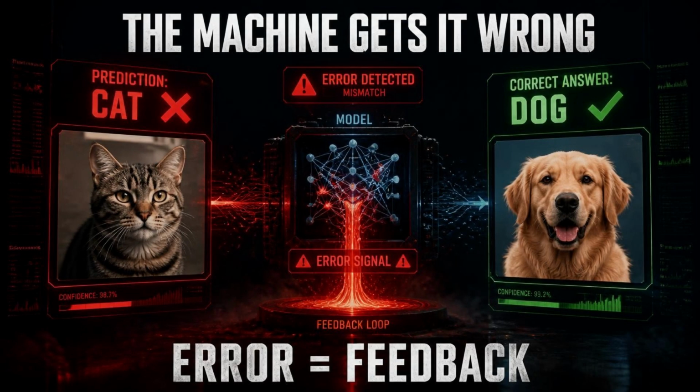Here's something important. A machine doesn't become intelligent because it gets everything right on the first attempt. In fact, during training, it gets many things wrong. Imagine the model sees an image of a dog. It predicts, cat, wrong. The system measures the error. That error becomes feedback. The model uses that feedback to adjust its parameters. And then it tries again. So in machine learning, mistakes aren't necessarily failures. They can become part of the learning process.